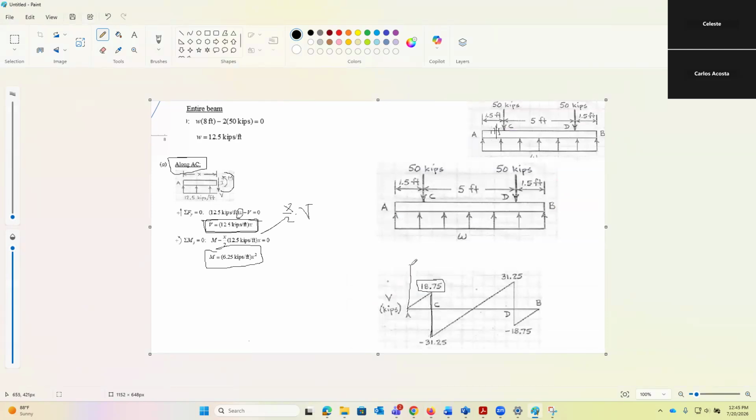Remember, this is a vertical axis with units of kilo... sorry, not kilopascals. Oh my gosh, kilopounds. We're in the empirical system, not international, and pascals are pressure, not force. It will be kilonewtons, not even pascals. So this is kilopounds: 18.75 up, negative 31 as a point load, so it's vertical.